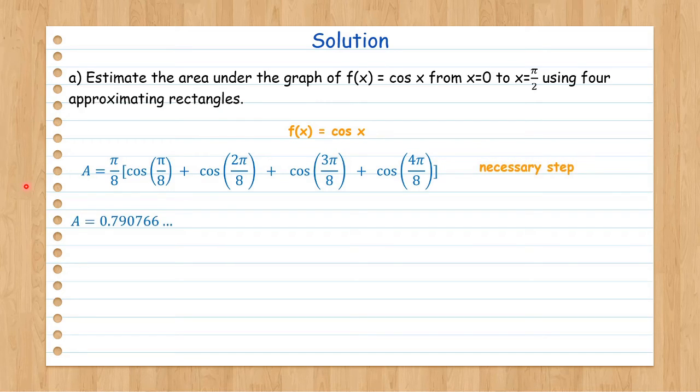Let's do that. So if I then substitute in, my area is equal to 0.790766, and it carries on. And yes, you need to show the step. This is quite a necessary step. This is what you would write down in your answer. So if I want to, that is rounded off to 0.7908, and that's the area under the graph, right? That is the estimated area under the graph of f of x is equal to cos x.